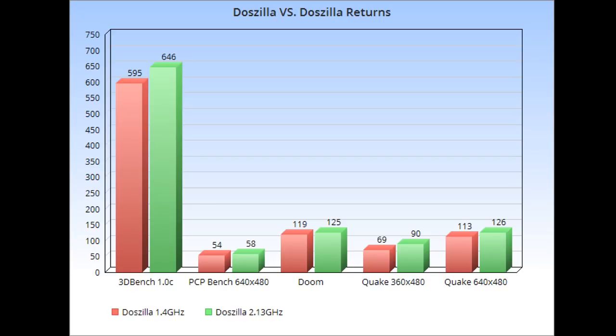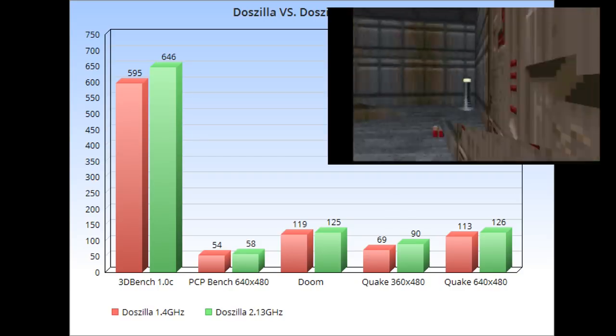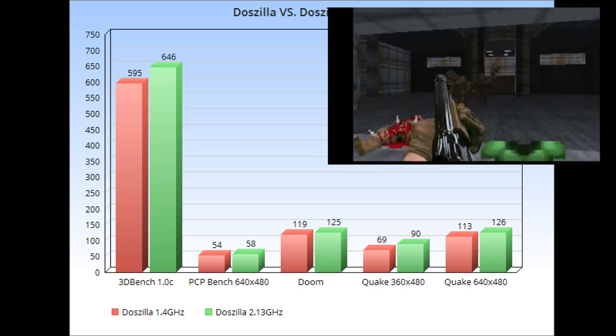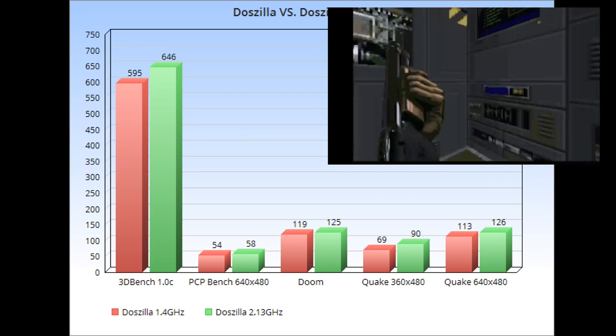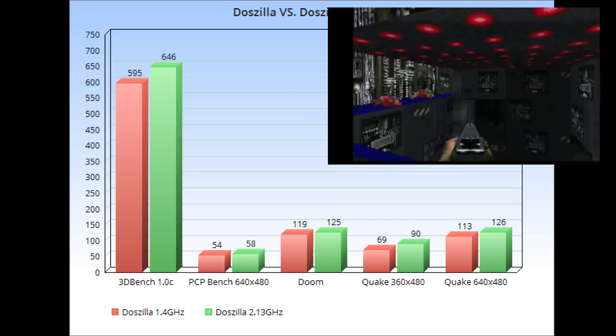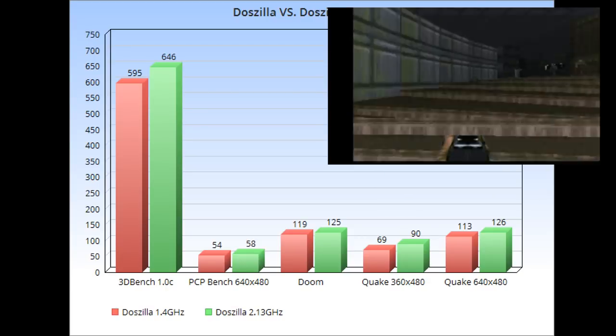Now, Doszilla Returns, the second Doszilla, does score higher across the board, but not as much as you'd think, and I think the bottleneck is possibly our video card. So, 3D Bench 1.0C, we see a jump of at least like 50 FPS, I think. That's just a benchmark, though. PCP Bench, just a 4 FPS jump, not huge. Doom, we see a little bit of a jump. What is that, like 6? Quake at 360 by 480, we do see a noticeable jump here by, I think, 20 FPS, 21 FPS.